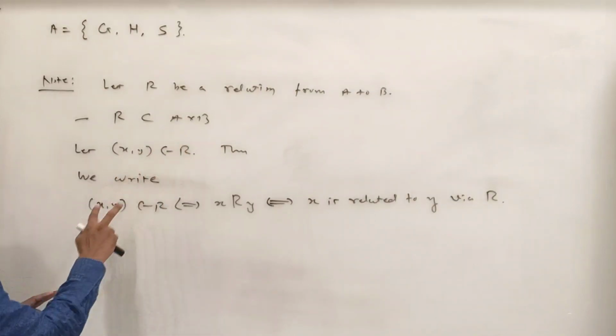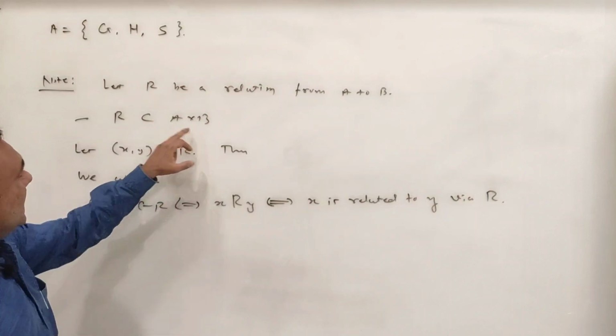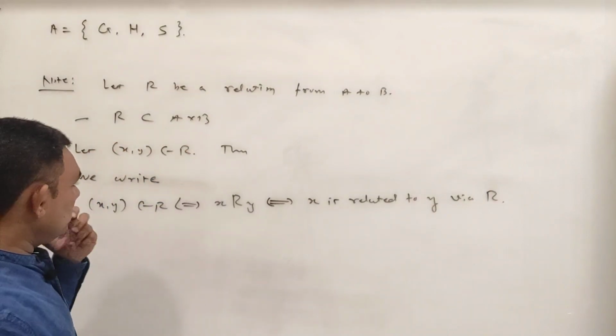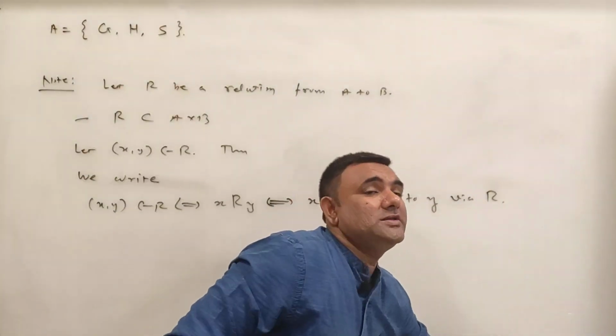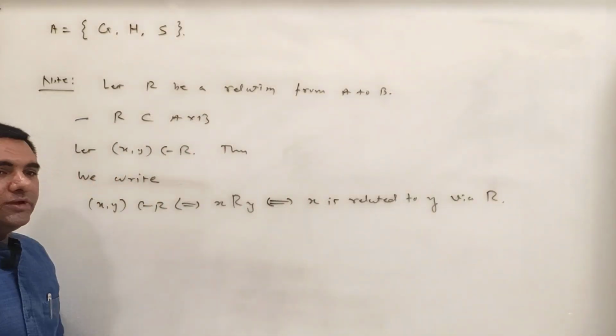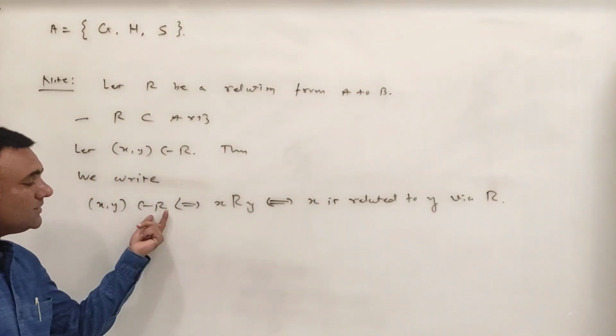It means that the element XY of A cross B has been selected in R. And if an element comes from R, where R is a relation from A to B, then X and Y are related via this relation.